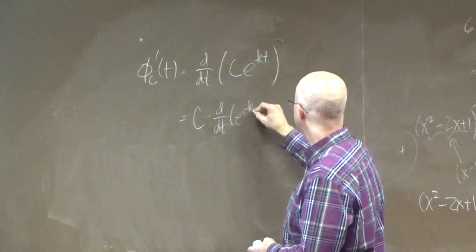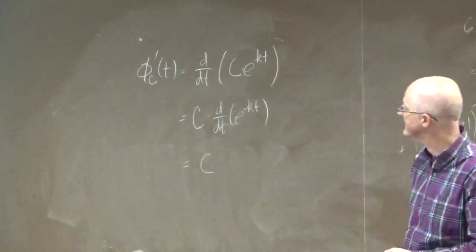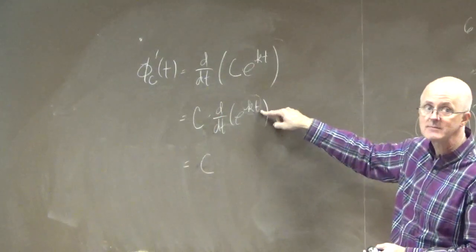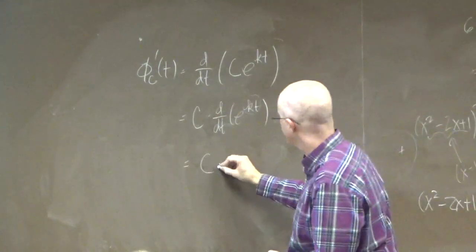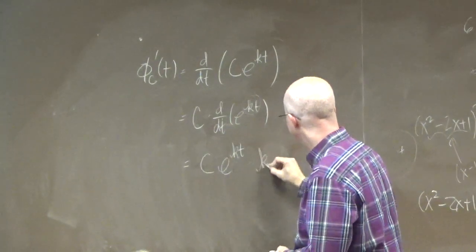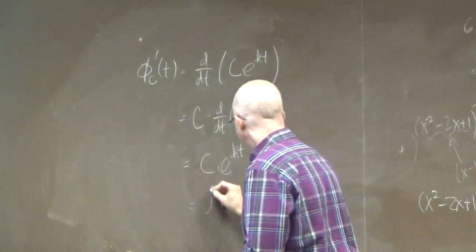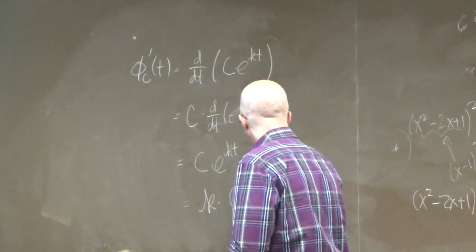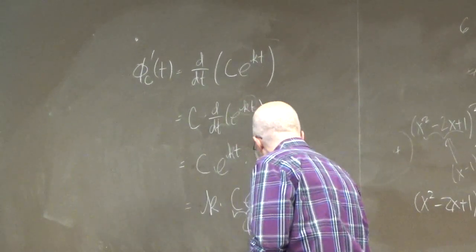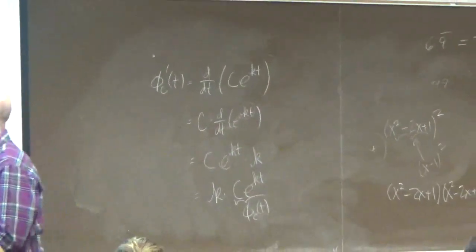Using linearity, the c just goes along for the ride. And then differentiating e to the kt, treating k as constant, I need the chain rule. There's an inside function there, k times t. The derivative of the outside function, plug in the inside function, times the derivative of the inside function, which is just k. In other words, I've got k times the original function. That's phi sub c of t. There's a verification of this fact.